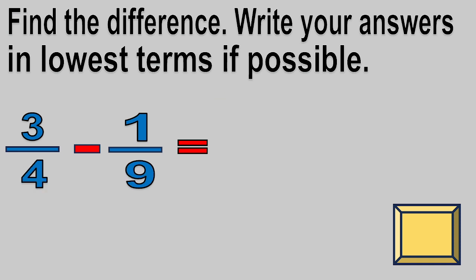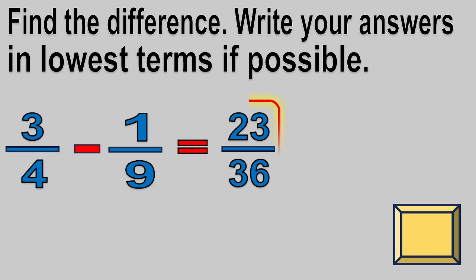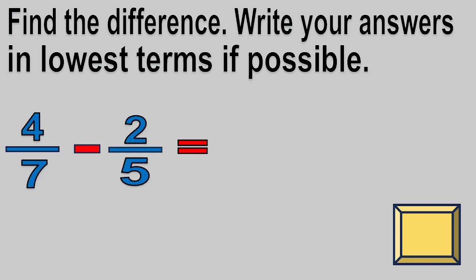Another problem. 3/4 minus 1/9. Time's up. The answer is 23/36. Next, 4/7 minus 2/5. Time's up. The answer is 6/35.